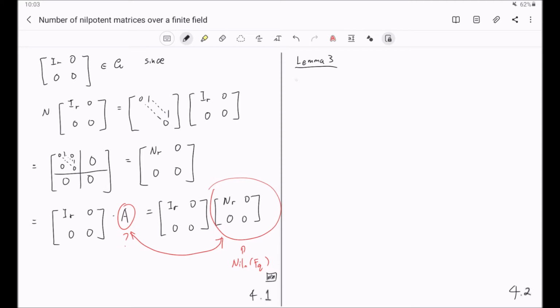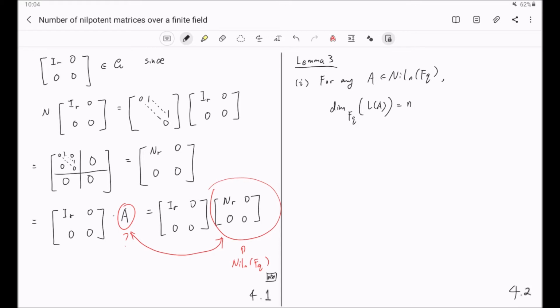Lemma 3 states that for any A nilpotent over F_q, the dimension of the vector space L of A is equal to just n.